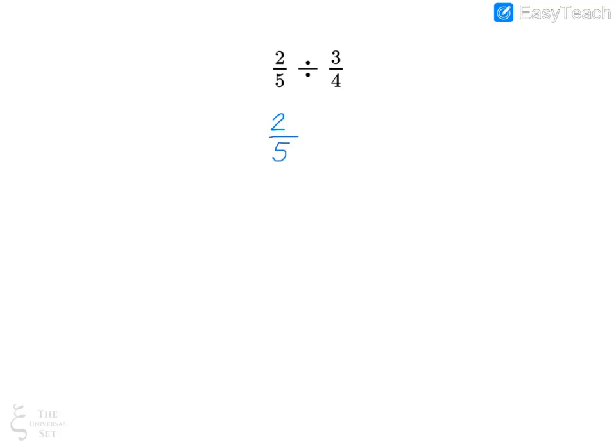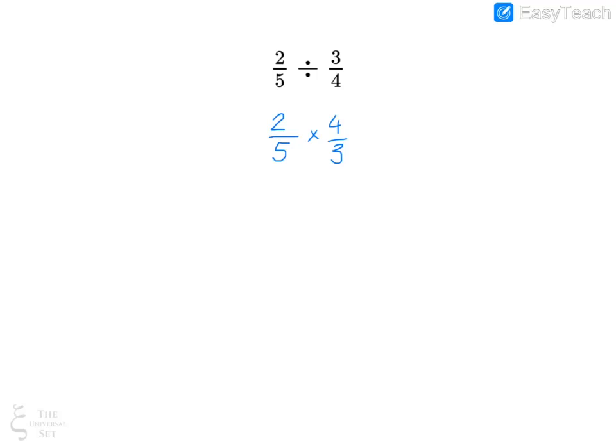So 3/4 becomes 4/3. And the other thing that I change is I take this divide and I change it into a multiply. The reason that works is because dividing by 3/4 means exactly the same thing as multiplying by 4/3. Okay, so what have I done? This one, nothing changes, just 2/5, keep it as it is. This one, turn it upside down, so 3/4 becomes 4/3, and this division sign, we change into a times sign.